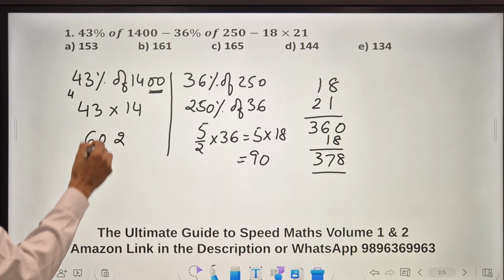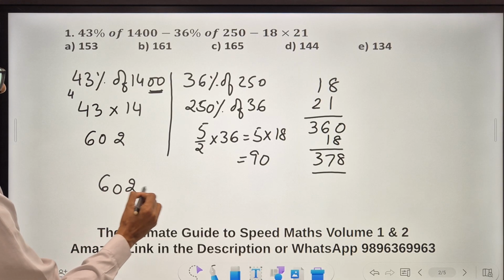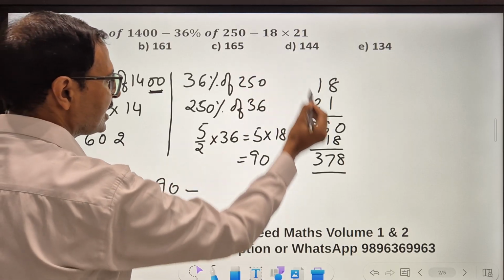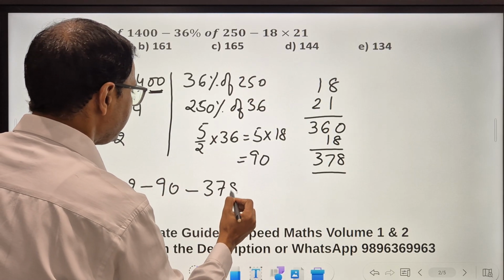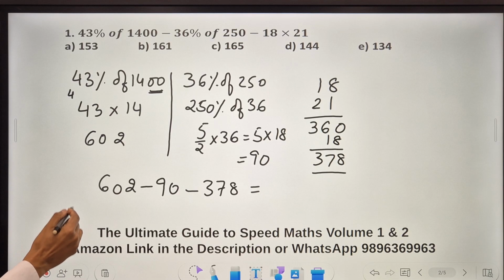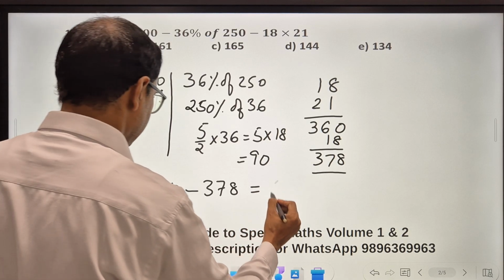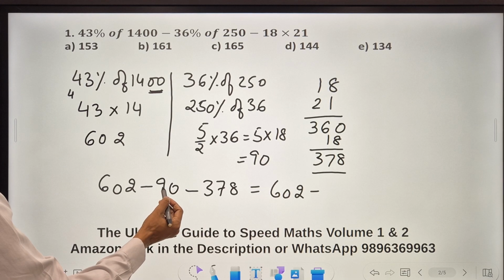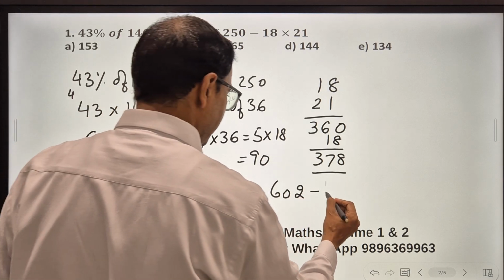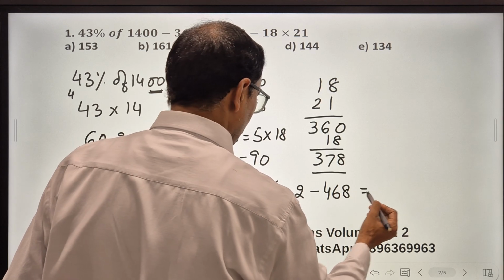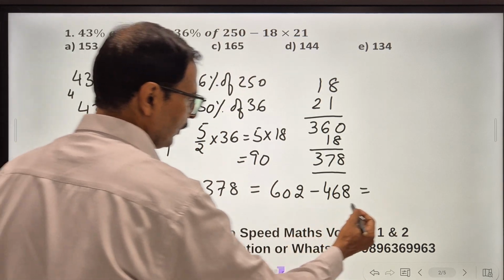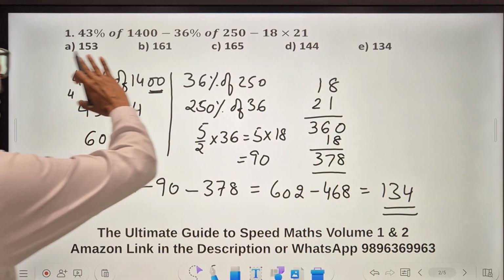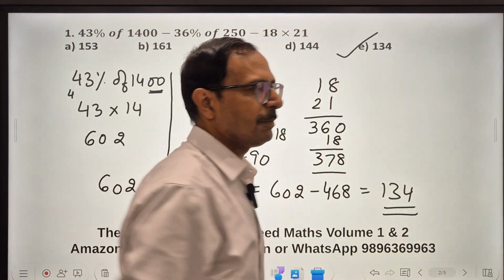Where is the answer? This is 602, then we have a minus sign which gives me a 90 here, and we have a minus sign followed by 378. Now you can calculate this. You will get 602 minus 378 plus 100 is 478, minus 10 is 468, and if you subtract them, you get 132 plus 2, 134 as the answer for the question. Where is the correct answer? It is option number E.